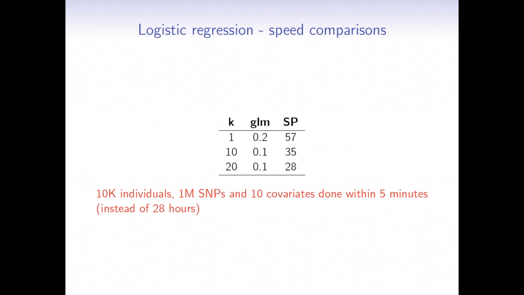So the final comparisons of speed show that the benefits in the logistic regression are much higher even than in the linear regression, because the GLM function is much slower, and our approach is actually very similar to linear regression, and in a way is even simplified when you want to calculate the standard errors. So, for example, 1 million SNPs with 10 covariates can be analyzed using the logistic model within 5 minutes, compared to 28 hours that you would need if you apply the GLM function.